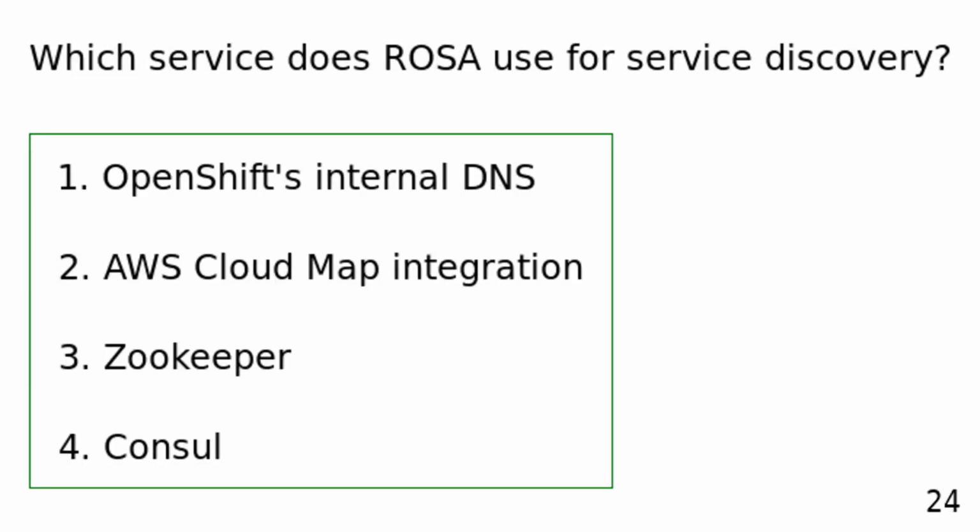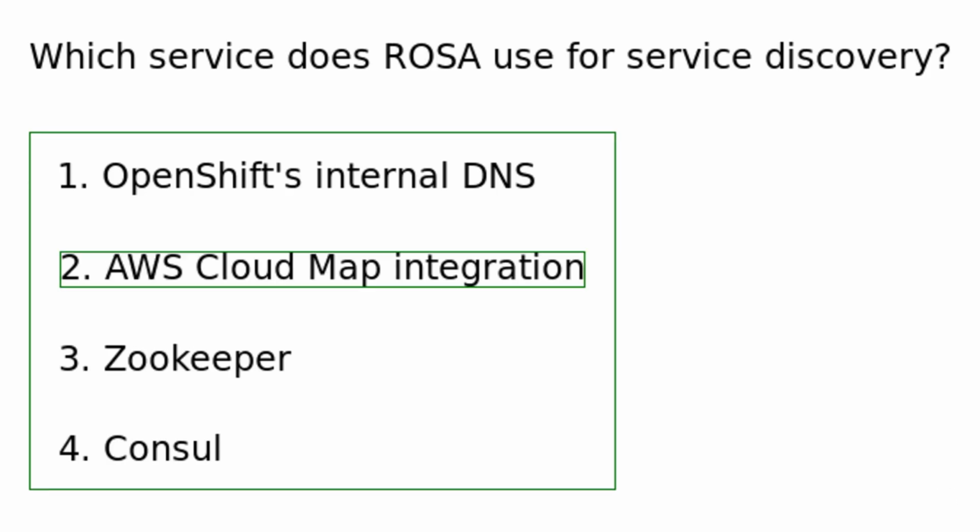Which service does ROSA use for service discovery? OpenShift's internal DNS. AWS Cloud Map Integration. Zookeeper. Console. ROSA can integrate with AWS Cloud Map for service discovery, making it easy to manage service locations.